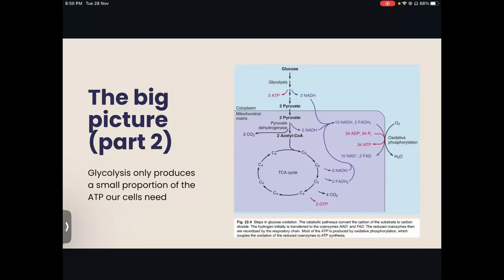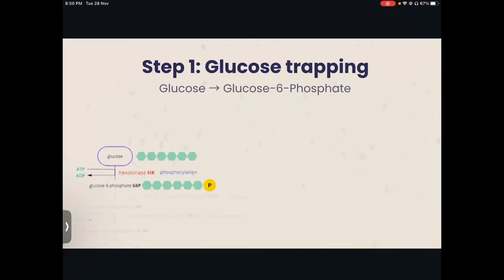And again, glycolysis only produces a very small proportion of the ATP our cells need. So there are many other processes in making ATP. Glycolysis is just one of them. Now, let's begin with step one.